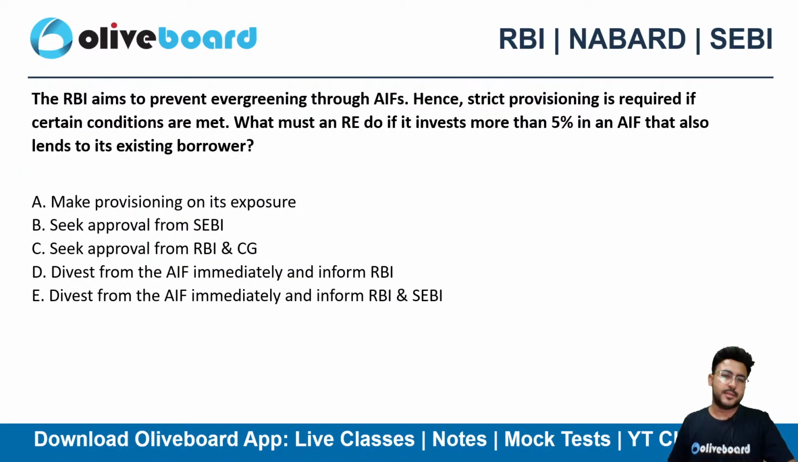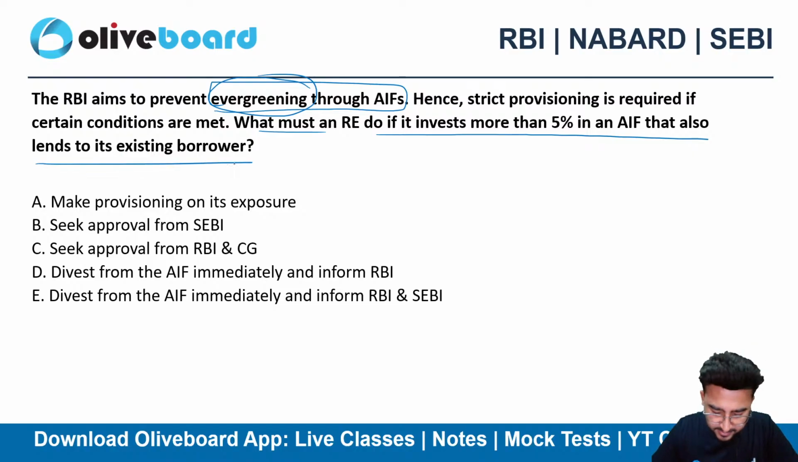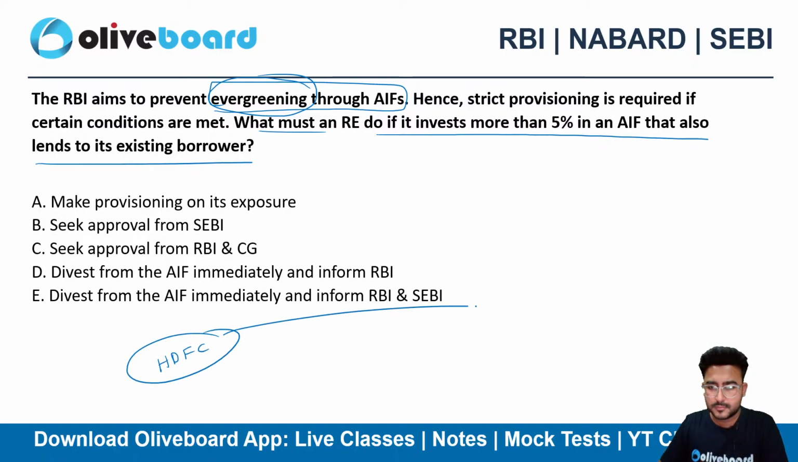Next is, the RBI aims to prevent evergreening through AIF. We have learned what evergreening is all about. Hence, strict provisioning is required if certain conditions are met. What must an RE do if it invests more than 5% in an AIF that also lends to its existing borrower? There is a regulated entity. They are investing in a company, let's suppose Prateek Limited.